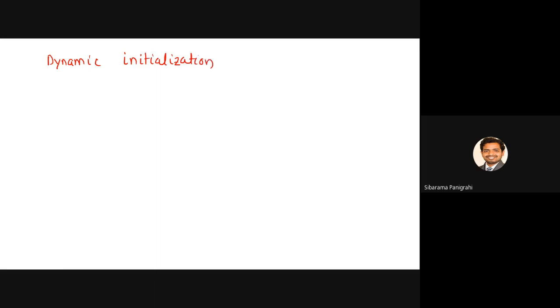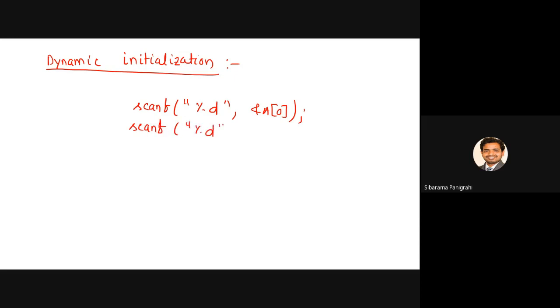So how will you do dynamic initialization? Dynamic initialization is nothing but assigning values to the variables during runtime, right? So you are using scanf, so you can write scanf("%d", &a[0]). Next you can write scanf("%d", &a[1]).